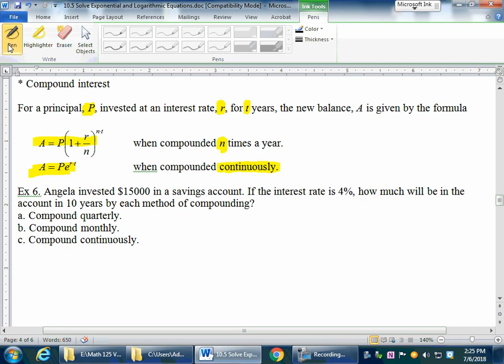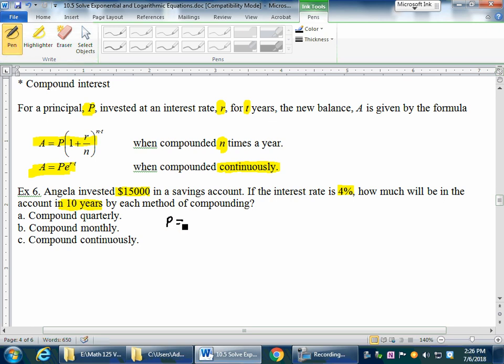So what we do is first collect the information. So in example 6, Angela invested 15,000 in a savings account, and the interest rate is 4%. How much will be in the account in 10 years by each method of compounding? So in here, what we know is the principal is 15,000, and we know the interest rate r, and we know how long we're going to be investing, 10 years. So those are the first things that we want to collect and write down.